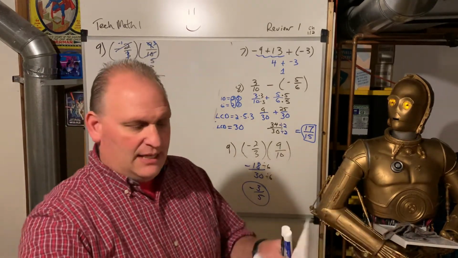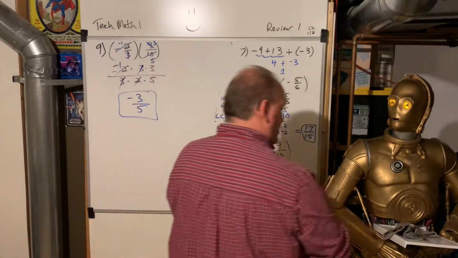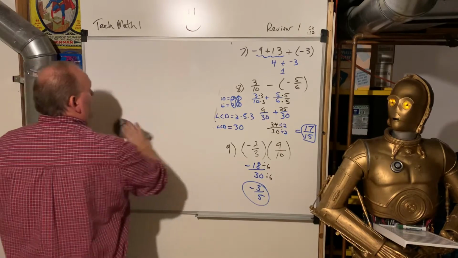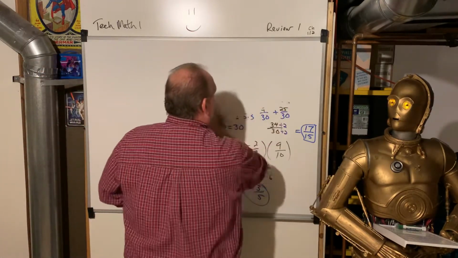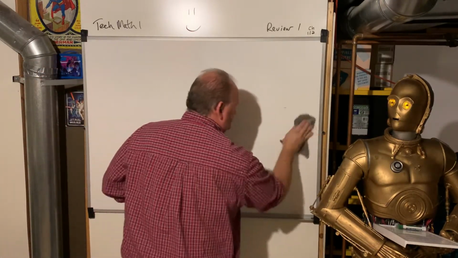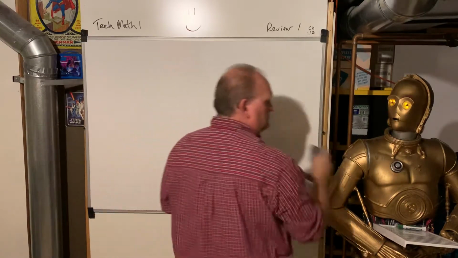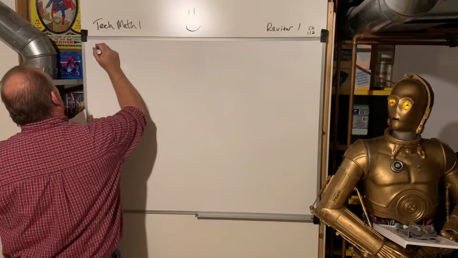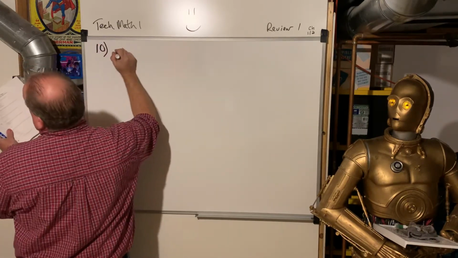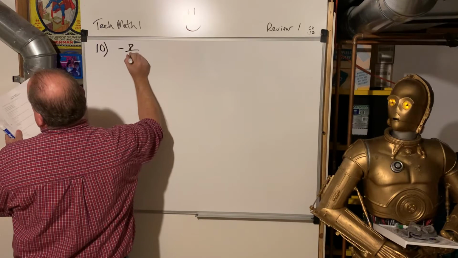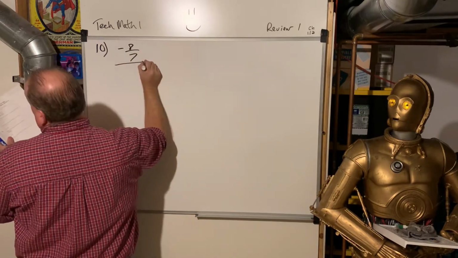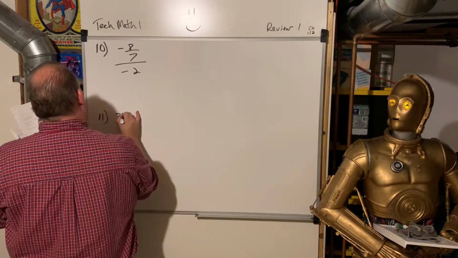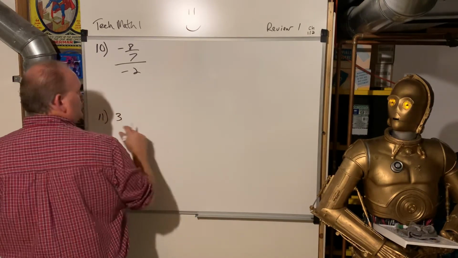Awesome. Let's look at number 10. We'll finish off page 1 here. So we got negative 8/7 divided by negative 2. Oh, that's interesting. 11. Oh, wait, you know what? Let's put 11 over here.